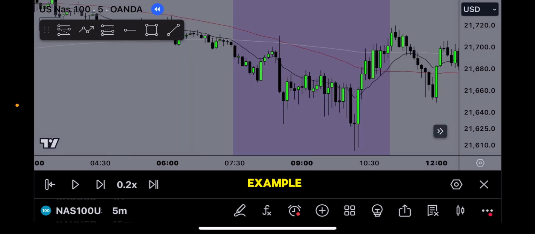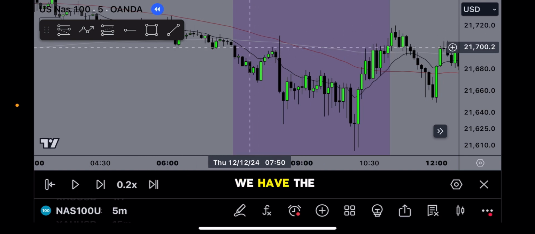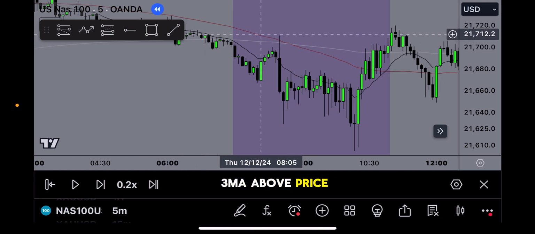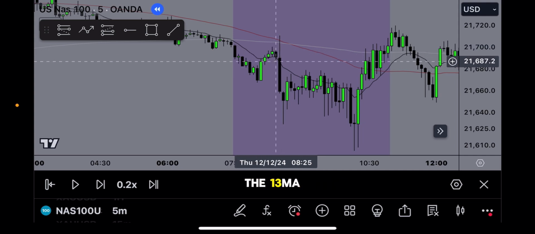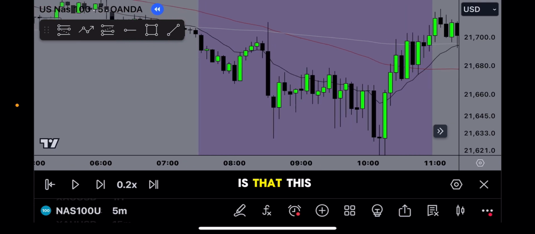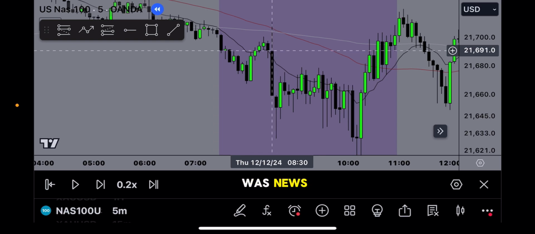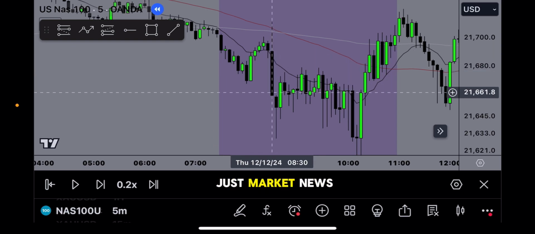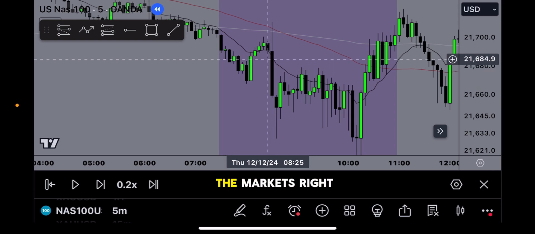Here in this sample, we have price downtrending, going down. We have the 3 MAs above price, and we have a big bearish candle break the 13 MA. One thing you might not have known is that this candle was news at 8:30. This was Forex news, or just market news, right? And when news comes out, if you didn't know, in stage 1, I go over it. When news comes out, it has the power to affect the markets, right?